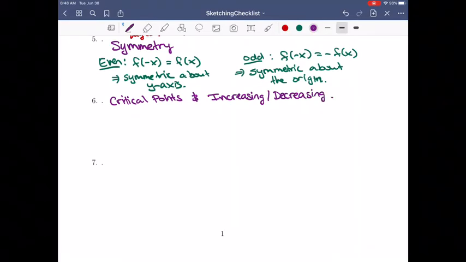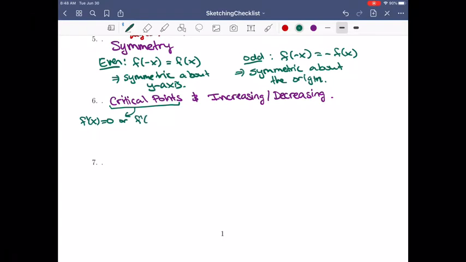Okay, so how do we find those? Well, to find our critical points, we want to find our critical numbers. So these are x values where the derivative is 0 or where the derivative is undefined. Okay, so we want to take our derivative, find where it's 0 and undefined, and find where it's positive and negative. For increasing, this is when the derivative is positive. And for decreasing, this is when the derivative is negative.